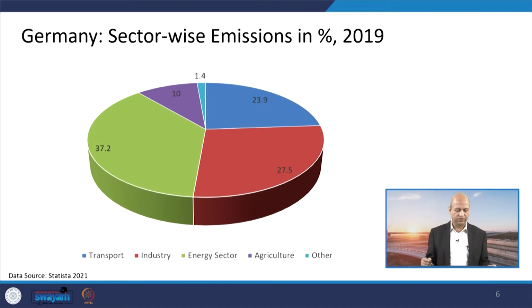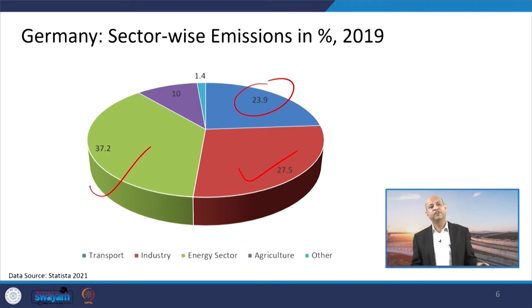If you see the 2019 data in percentage, again it is clear that the maximum emissions come from the energy sector, the second from industry, and the third from the transport sector. So the third biggest emitter is the transport sector. That means if we can intervene and make some changes in this sector to reduce emissions, a big impact can be observed.